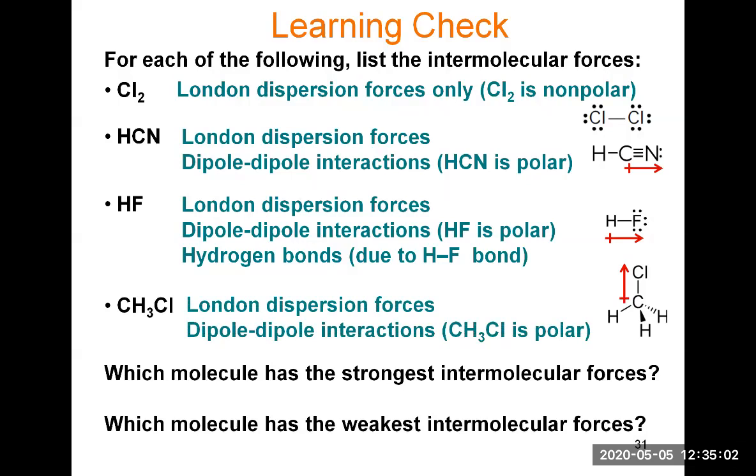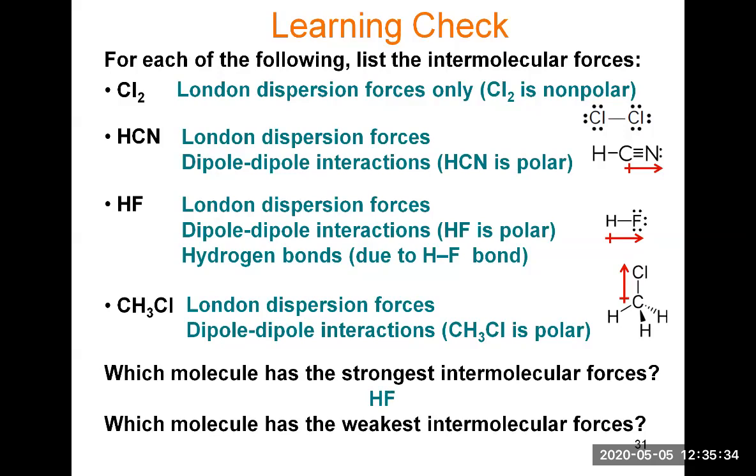So now let's answer the questions. Which molecule has the strongest intermolecular forces? Out of these 4 molecules, the one that experiences the strongest is the one that has the most intermolecular forces happening. And here it's HF, right? HF has the three types of intermolecular forces happening for it. So HF will be the one that experiences the strongest intermolecular forces.